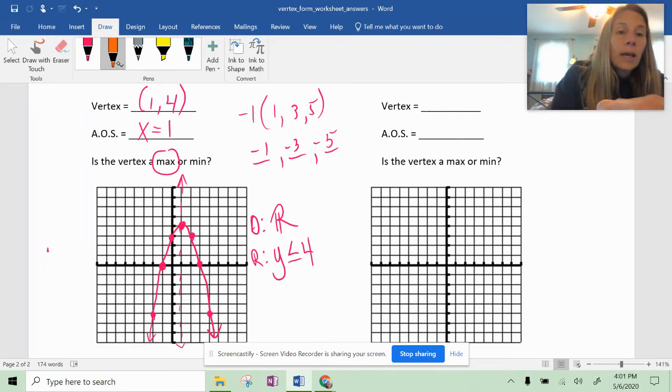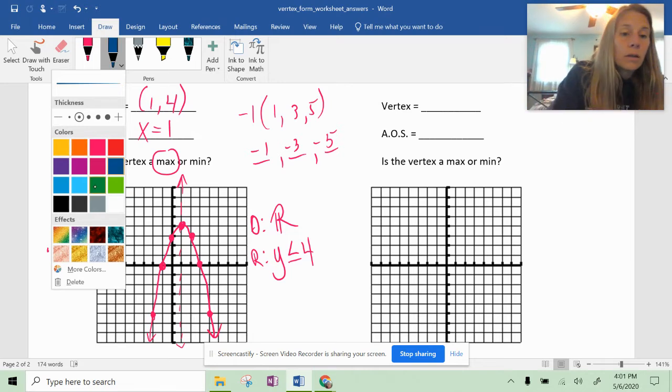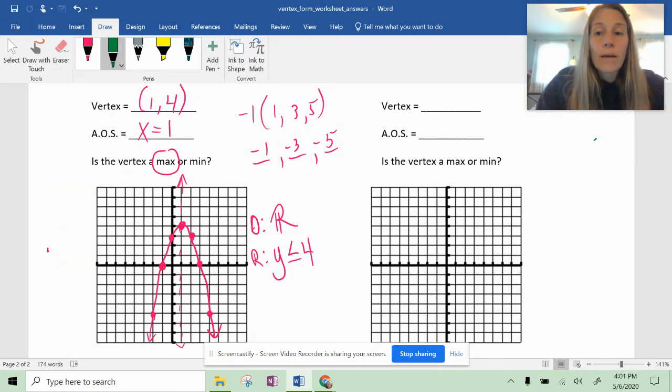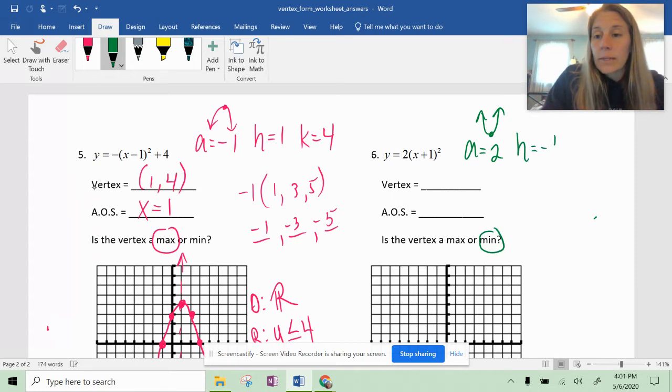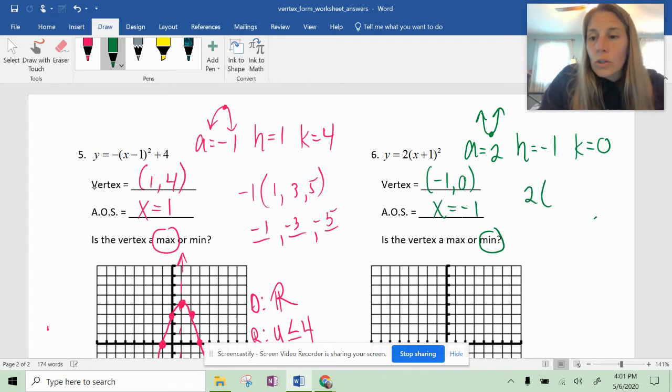Okay, so let's take a look at the last one here, the last graph. So number 6, my a value is positive 2, which means it will open up, and my vertex will be a minimum. My h value is negative 1, and my k value, there is not one there, so that means it's 0. So my vertex is negative 1, 0. My axis of symmetry is x equals negative 1, and then I'm going to use 2 times 1, 3, 5 to get my graphing points 2, 6, and 10.